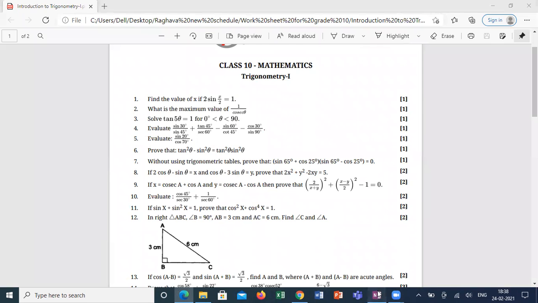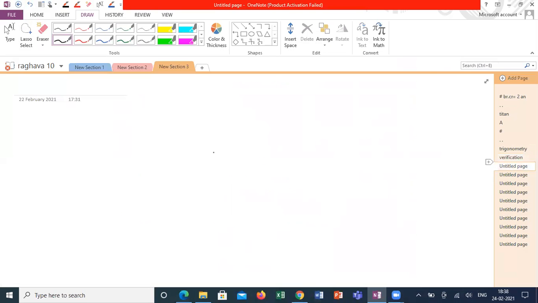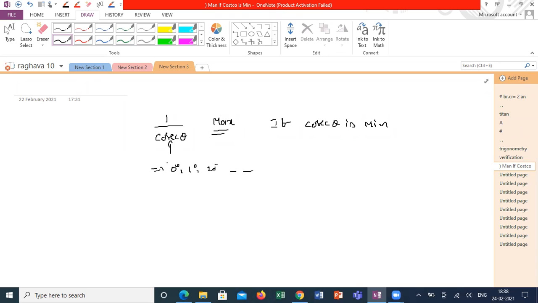1 by cosecant theta maximum. If cosecant theta is minimum, it will be maximum because it is in the denominator. Maximum means what? I can substitute 0 degrees, 1 degrees, 2 degrees, and so on, whatever angle I want. Which angle will give the maximum value of this one?